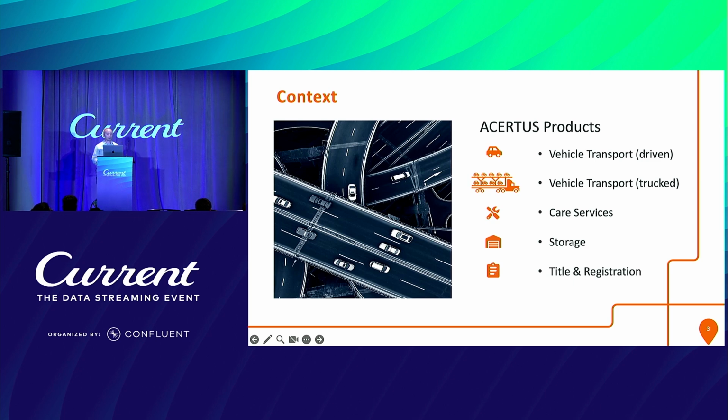So a little background on the company. We do vehicle transport as one of our main products. That's picking up a car or a truck or something, moving it from A to B. We do that in two different ways, loading them onto trucks, also physically driving them. ACERTUS also does other vehicle-related services: repairs, cleaning, storage, titling and registration, which is the legal side of operating a vehicle on the public roads.